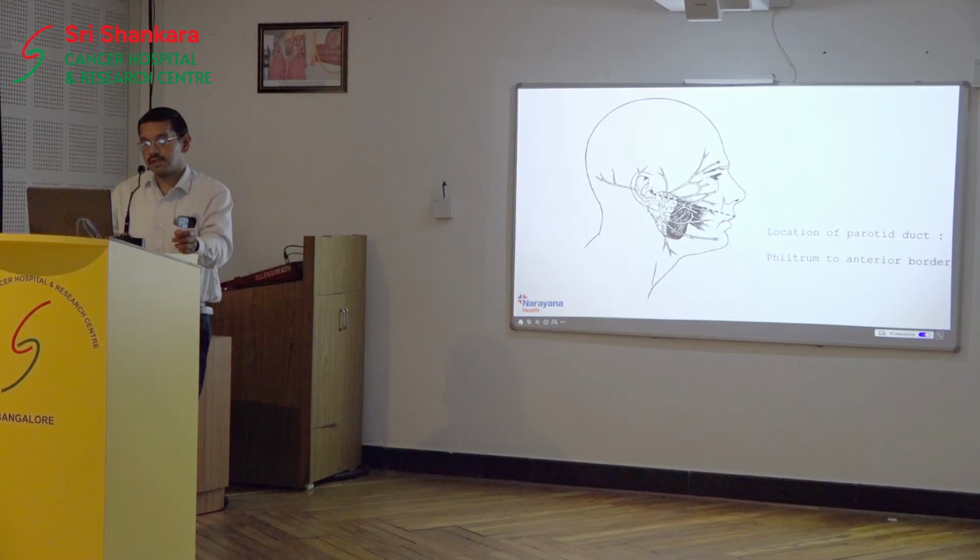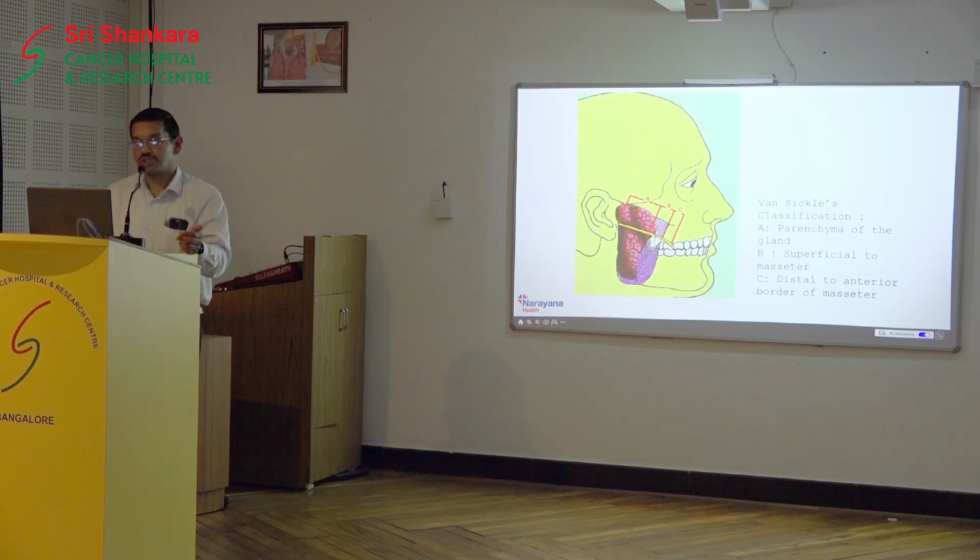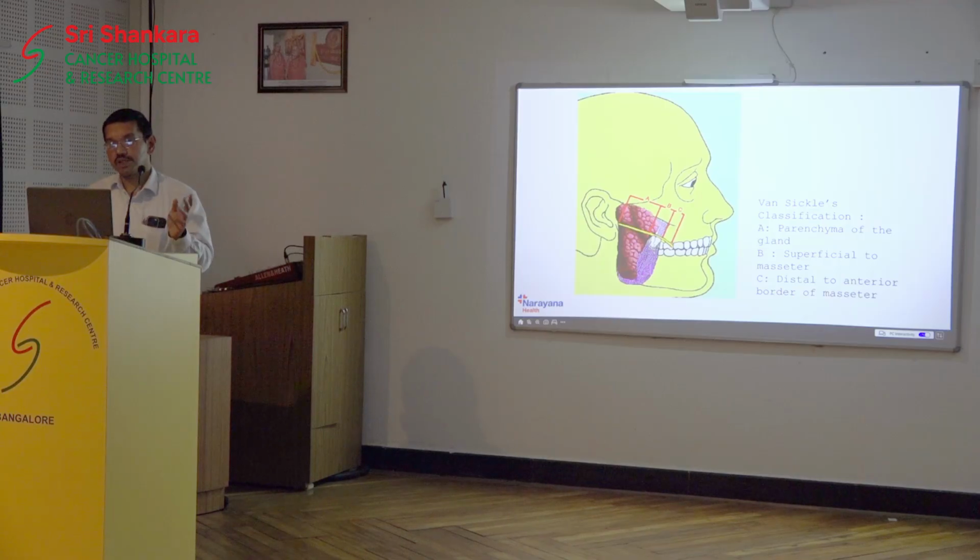Now, most of the evidence on the management of sialocele and parotid fistula is primarily extrapolated from traumatic injuries. Going to the old Van Sickle's classification, there are basically three forms of injury: at the parenchyma of the gland, superficial to the masseter, or distal to the anterior border of the masseter. From the oncology point of view, it will primarily be somewhere around the B zone, superficial to the masseter.